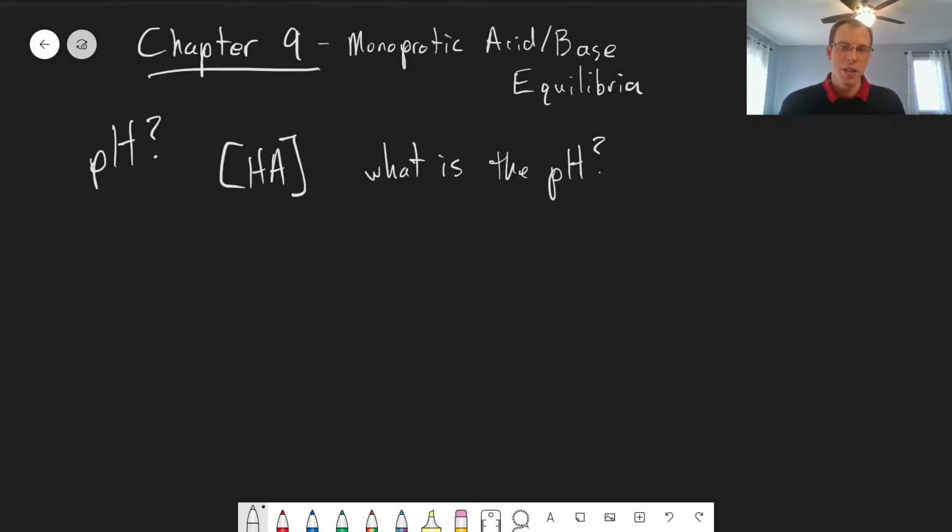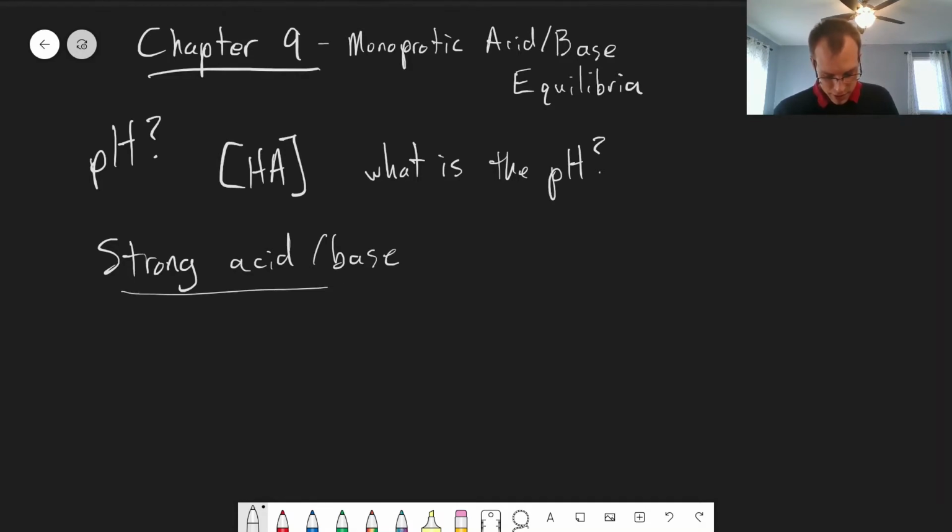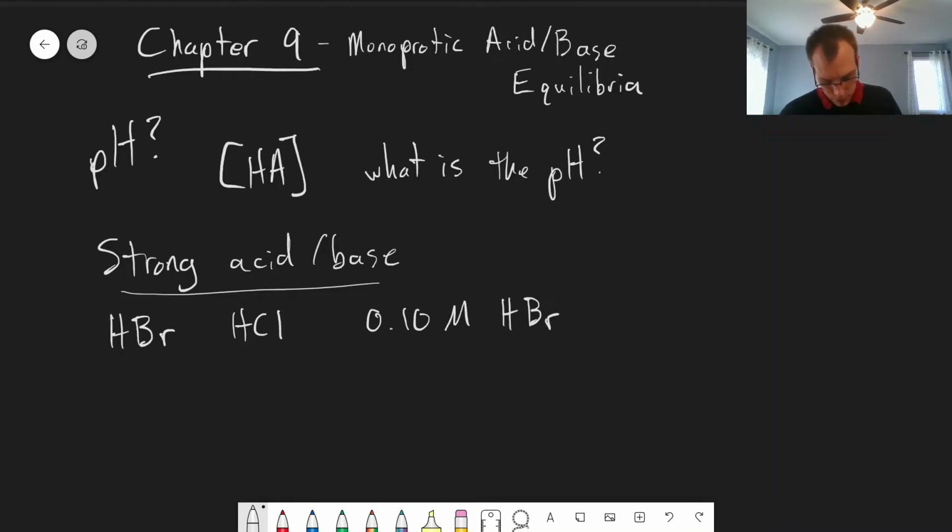But in the first video here, we're going to look at the simplest case, which is actually not a weak acid, but instead a strong acid or base. And finding the pH in these cases is pretty straightforward. So let's say we have HBr. This is an example of a strong acid, or maybe this is HCl. It doesn't really matter. Let's say we have a 0.10 molar solution of HBr. And the question is, what is the pH of this solution?